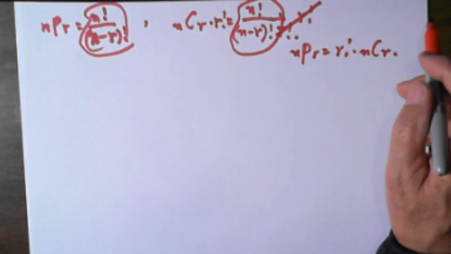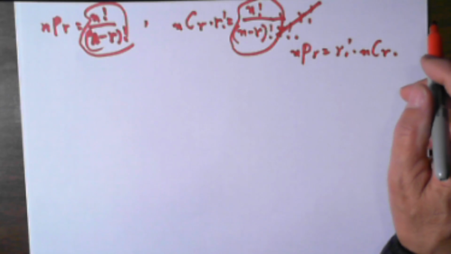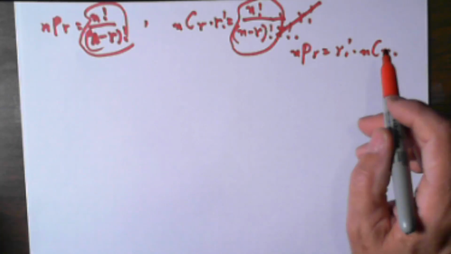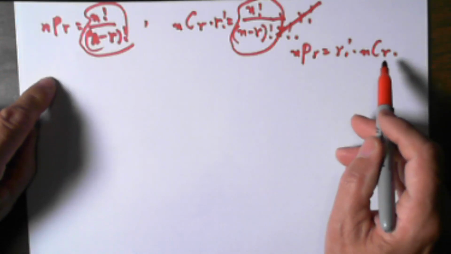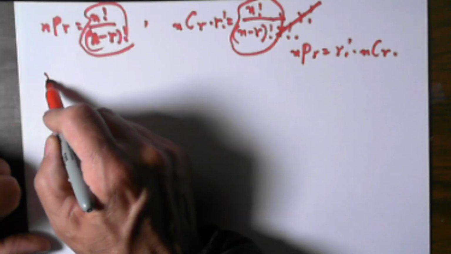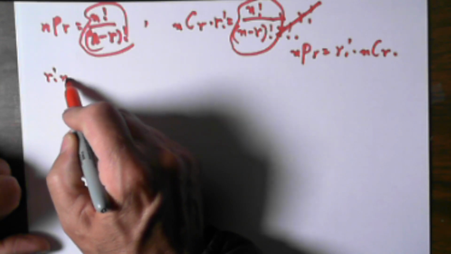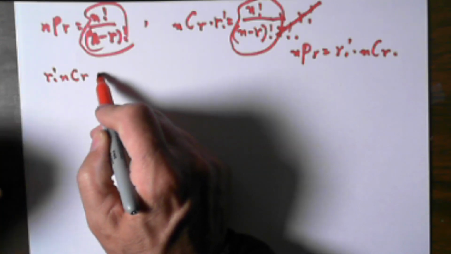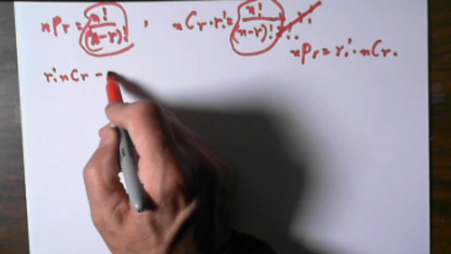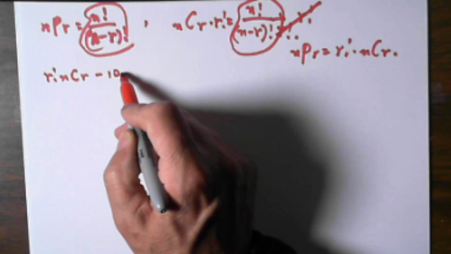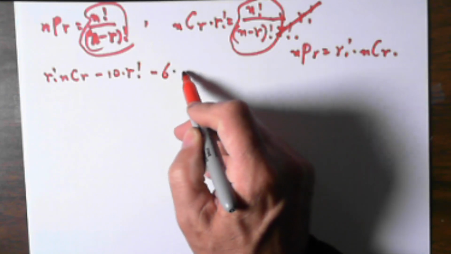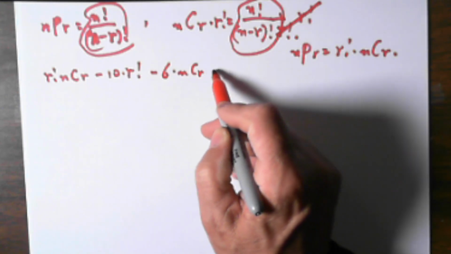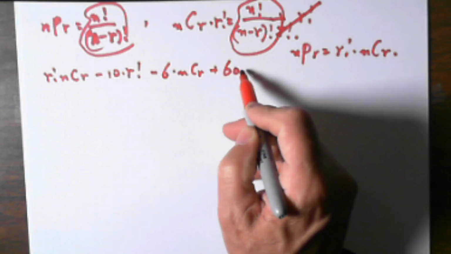Okay, so we can rewrite the given question as, in place of nPr, we replace it by that. Then it will be r factorial times nCr minus 10 times r factorial minus 6 times nCr plus 60 equals 0.